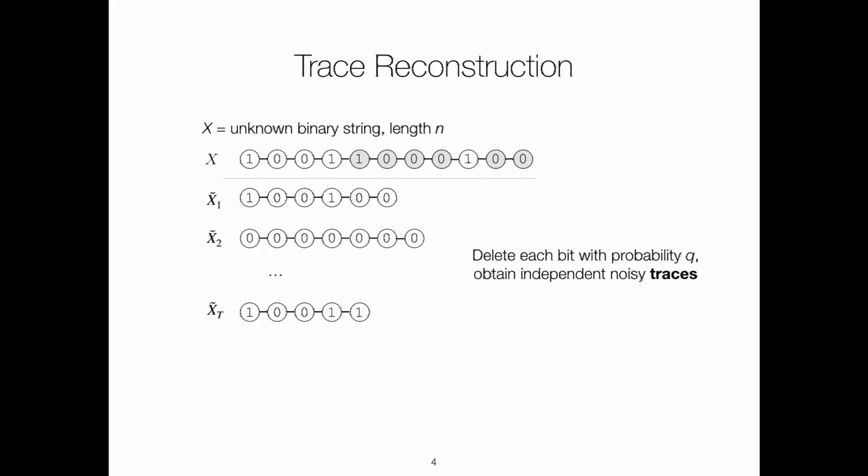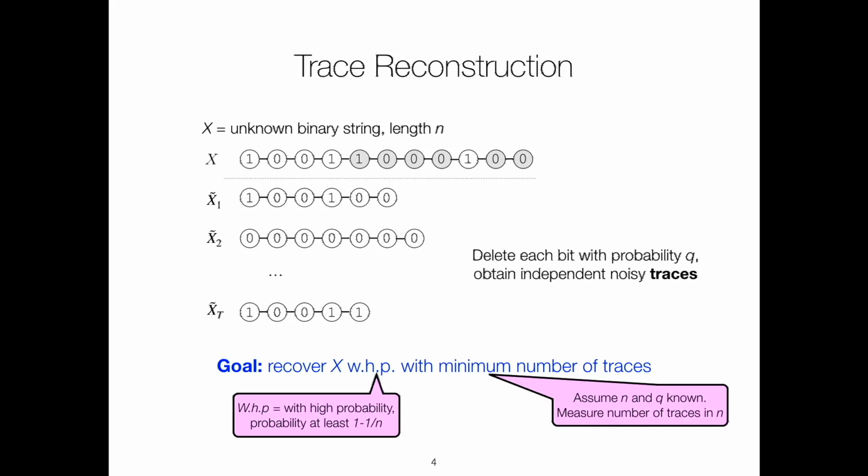These traces that you get are basically sampled substrings, where you can imagine that each bit is deleted with some fixed probability. Just imagine with probability 1/2, the bit is deleted, so you get to see these little sampled substrings. For instance, the last substring is what you would see if those gray bits had been deleted. And again, the goal is to learn the labels of x with high probability using the minimum number of traces. You can assume that you know the length of this string and that you know the deletion probability.